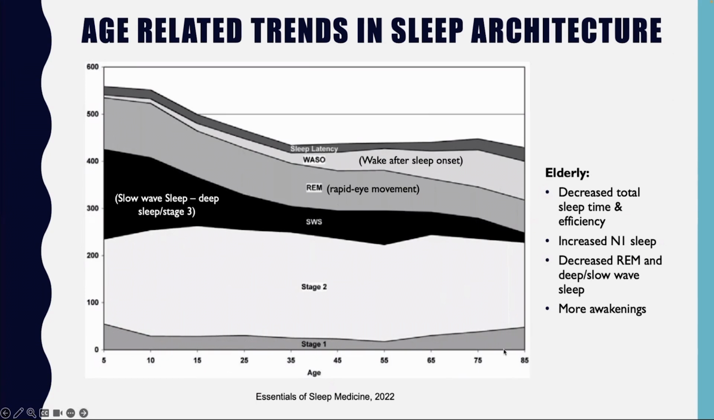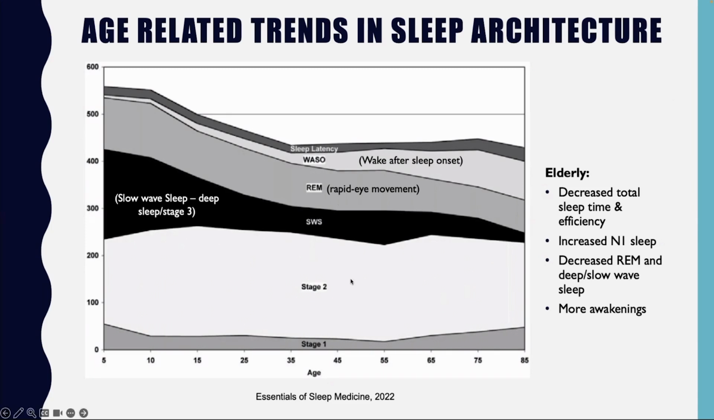And in general, there are decreases in stage 3 sleep, which is the deep sleep or slow wave sleep, and decreases in REM sleep as we age. Additionally, as we age, we have more wake after sleep onset time, as you can see here. And we also tend to have earlier bedtimes and earlier rise times.